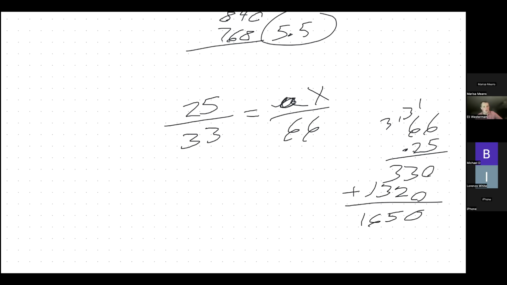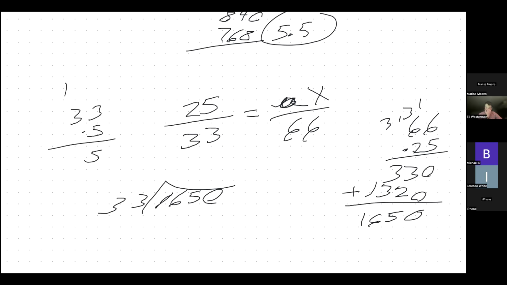So 1650 divided by 33. 33 times 5 is 165. 5 times 3 is 15, plus 1 is 16. So 33 goes into 165 5 times. 165. 0 goes in 0 times. So the answer is 50 is X.